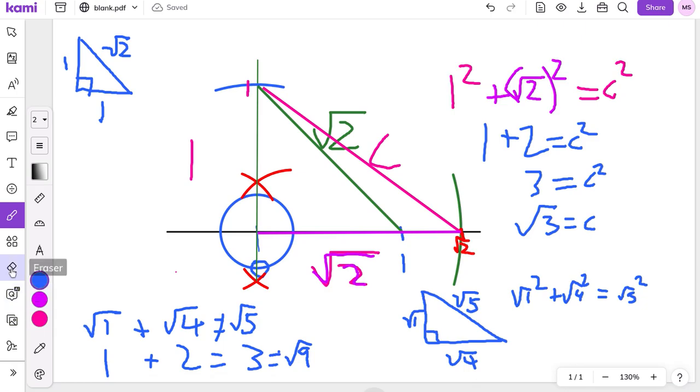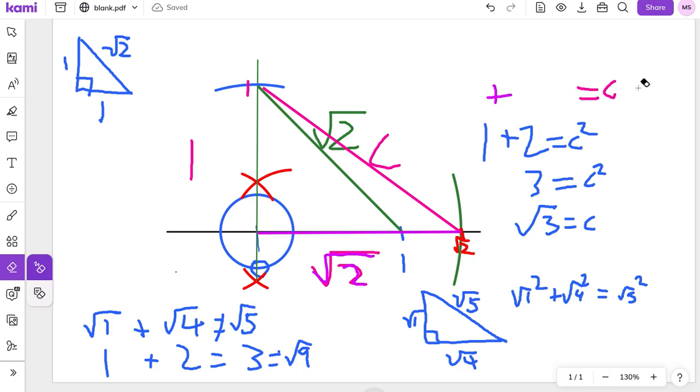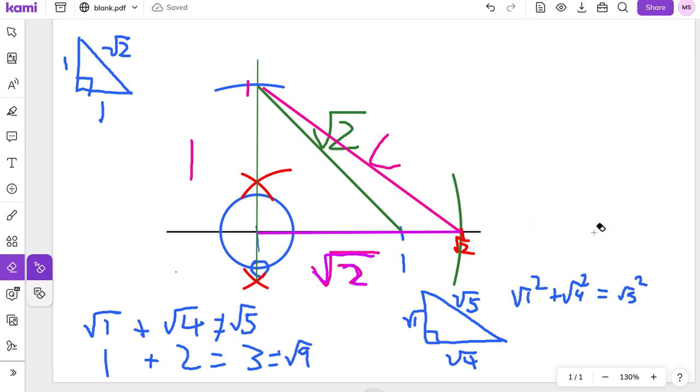So let's do the square root of 7, and we're going to use the square root of 3 that we already found. We'll just assume that we already know how to get the square root of 3, and we'll use that to add. Now, square root of 3 plus square root of 4.